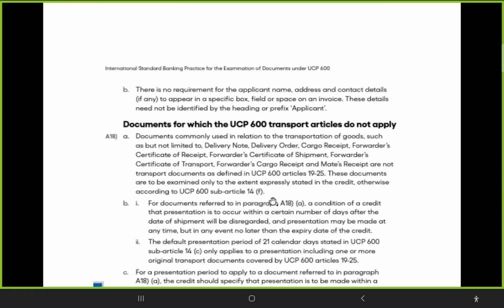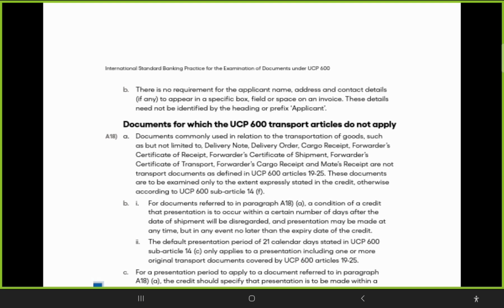There is no requirement for applicant name, address, and contact details, if any, to appear in a specific box, field, or space on an invoice. These details need not be identified by the heading or prefix applicant. So this is a new addition which was not there in the previous one. Similarly, the applicant details need not be specifically given in a specific field or space for the applicant on an invoice. Of course, an invoice should be made out to the applicant, but should they be giving that in that specific heading, in that specific provision? Not necessarily. It can be anywhere.